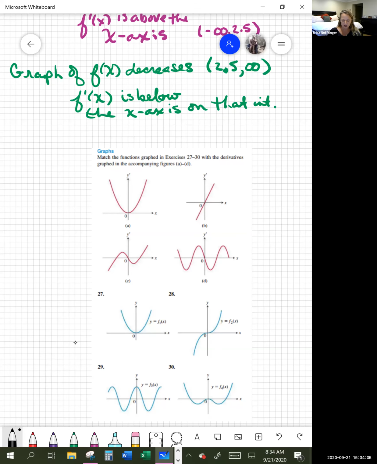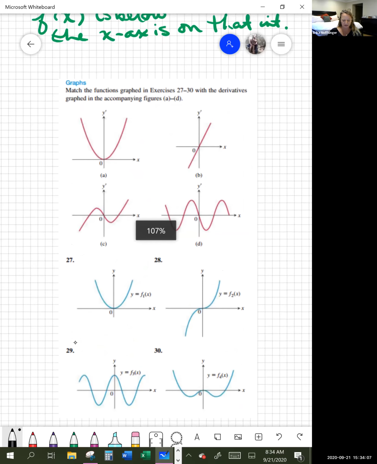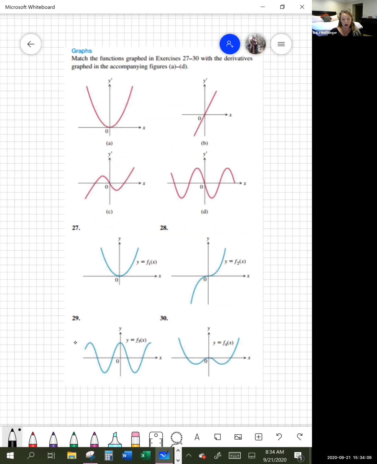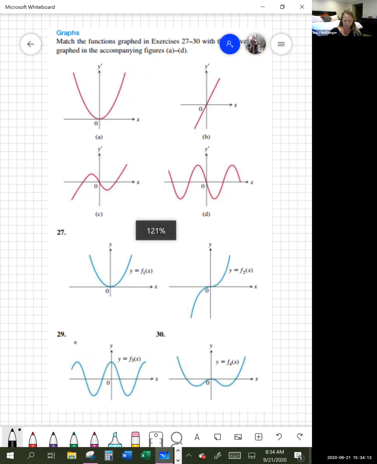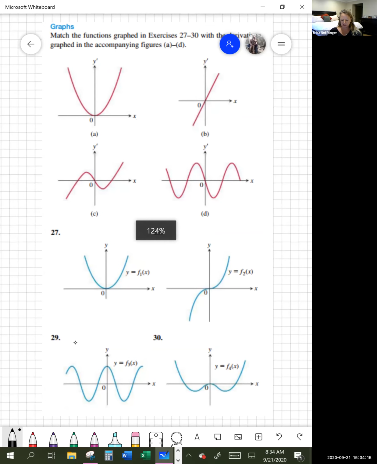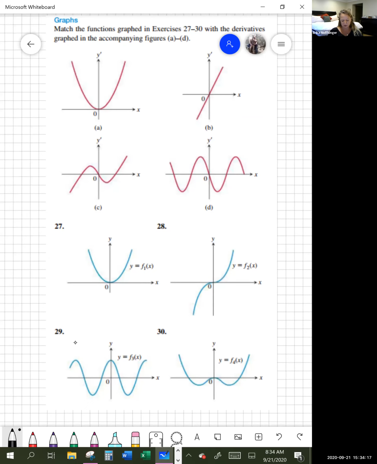Okay, so here we have the graph of 4 graphs, and we have the derivative function and the original function. So the ones on the bottom, 27, 28, 29, and 30, those are the original function. And from there, you should be able to determine what the derivative function would look like.